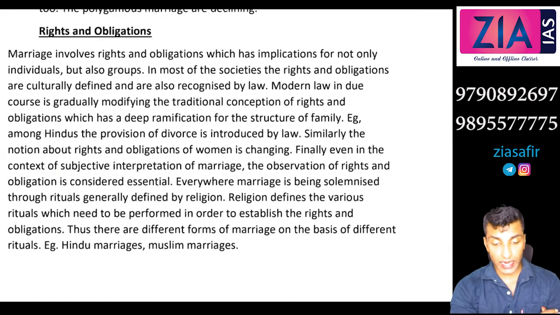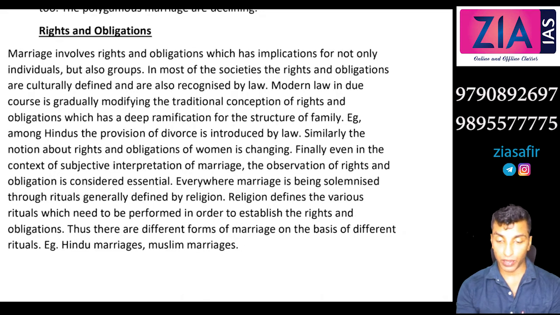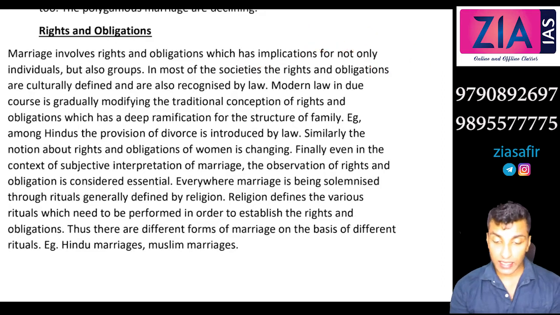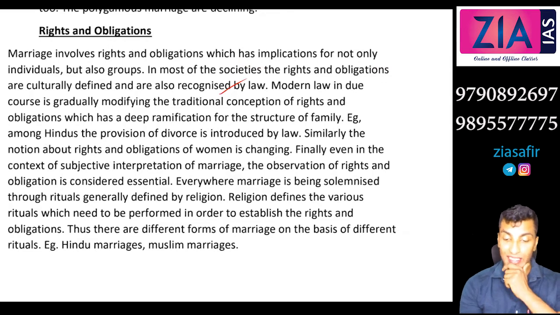So marriage involves rights and obligations, which have implications for not only individuals but also groups, right? Between two groups, between A and B, where marriage is there, between the groups also there is an obligation. In most societies, the rights and obligations are culturally defined and are also recognized by law. Modern law in due course is gradually modifying the traditional conception of rights and obligations, which has deep ramifications for the structure of family.